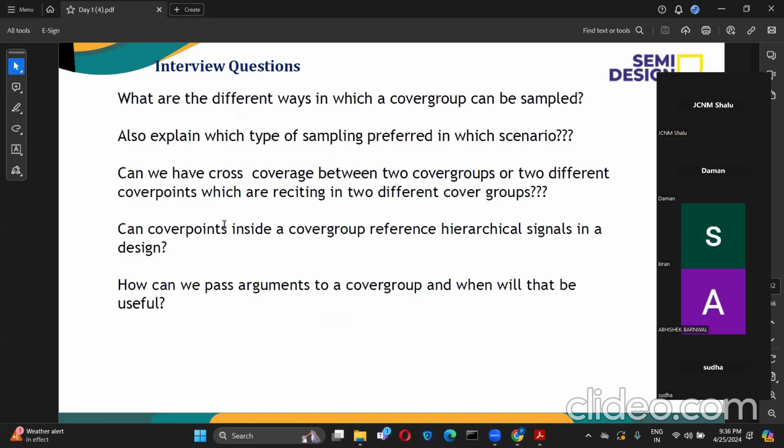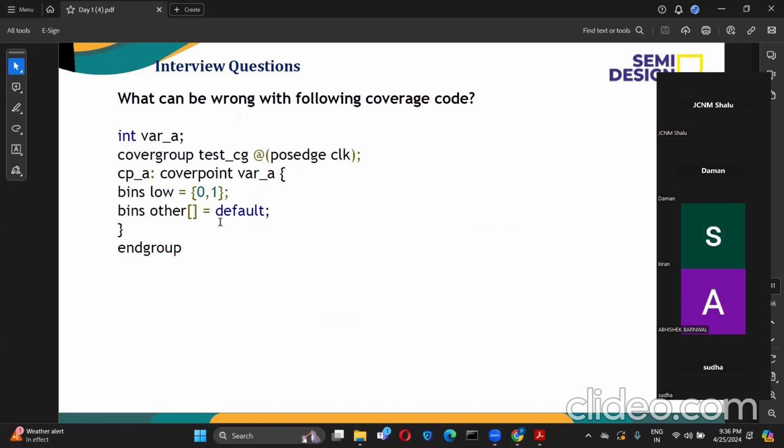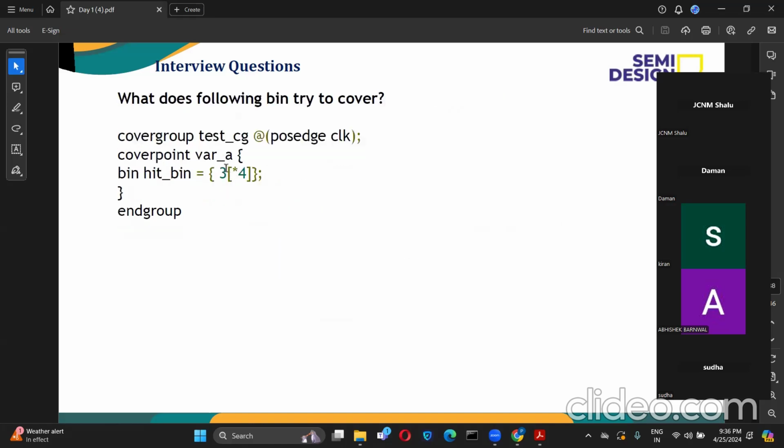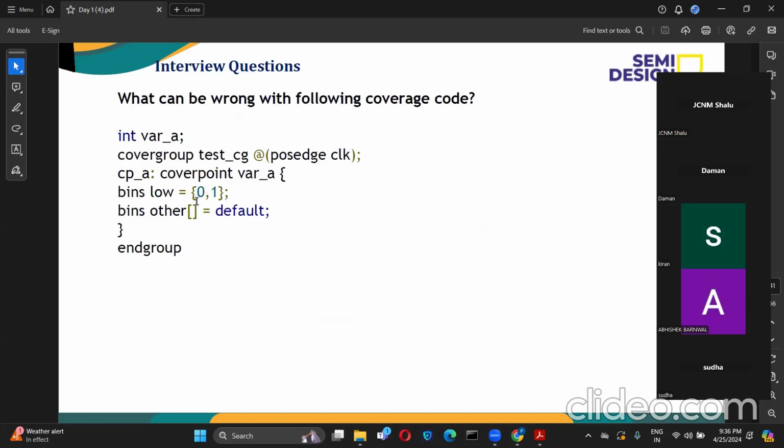Okay, got it, ma'am. One question regarding the low bin. Do we need square brackets here in the low bin? No, it's the curly braces only. If you want to give a range, then it will usually be square brackets. Anywhere in SystemVerilog, for example in constraints, the constraint is enclosed within curly braces, and the particular range we give is within square brackets. I thought low is having 2 bins, so low should be a vector, so we need curly braces. Okay, I missed that.